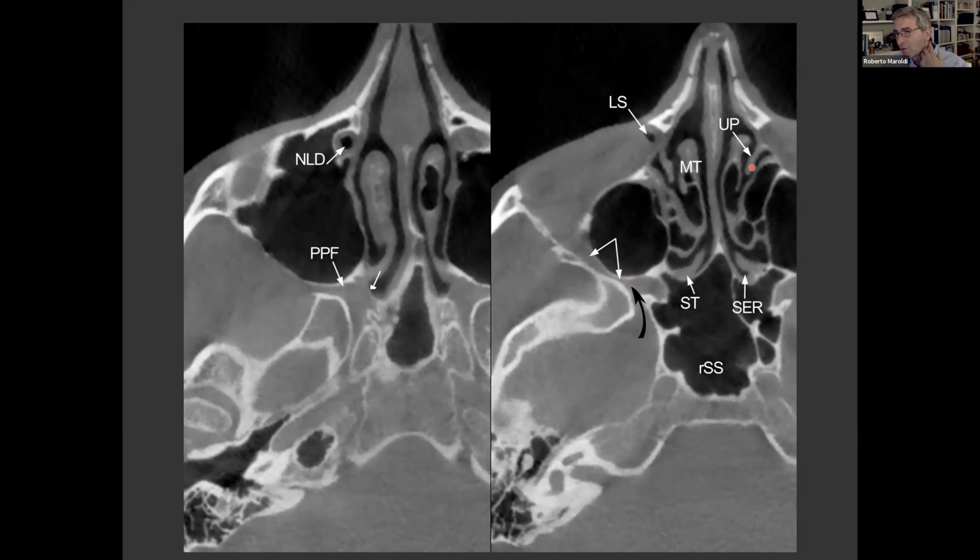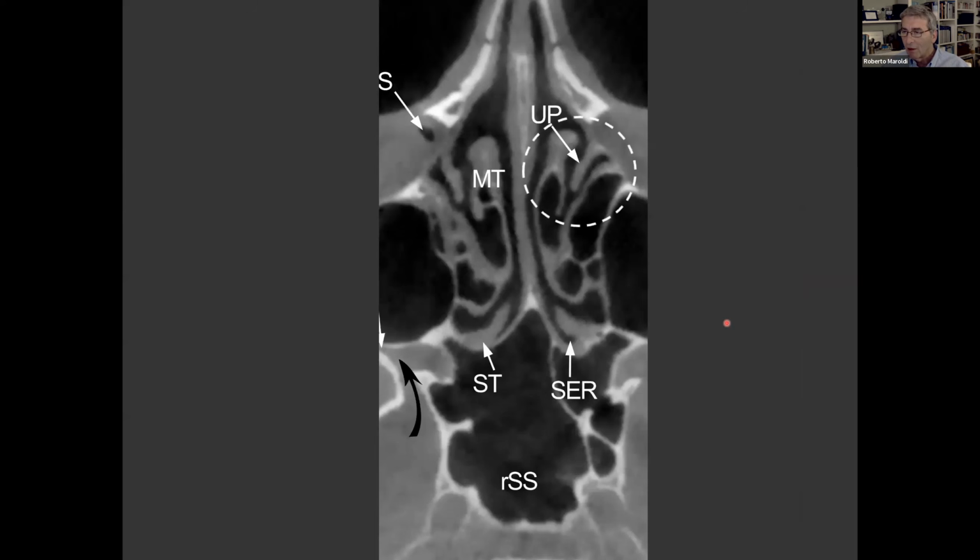Middle turbinate, uncinate process, and this is the infundibulum. And behind, we can see the superior turbinate, the opening of the sphenoid recess, and the asymmetry of the sphenoid sinus. Therefore, uncinate process, the infundibulum, the sphenoethmoidal recess, and then this is the area of the superior meatus.